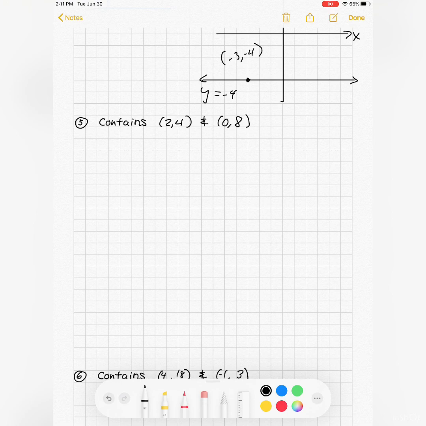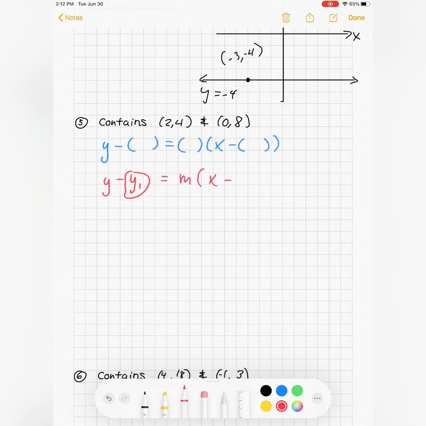So what if we're given 2 points? In order to use either of the equations, let's stick with this one. So we're going to use the point slope form. I have to be able to fill in these pieces of information, right? This is the y1. This is the m. This is the x1. So I need these 3 things, right?